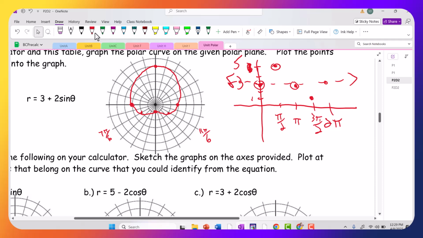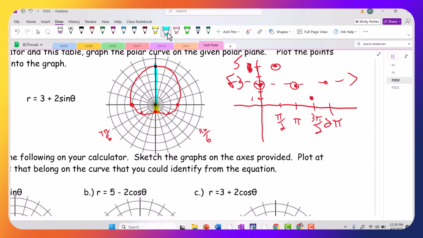Hey, what's 3 minus 2, everybody? 1. Do you see that distance right there from the pole? That's a distance of 1. Hey, everybody, what's 3 plus 2? 5. Do you see how that's 5 up right there? So these differences are shown in the graph here. This is what you need to figure out.